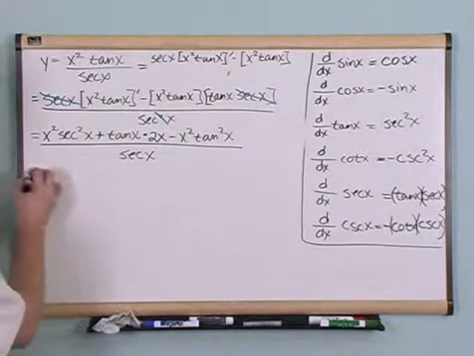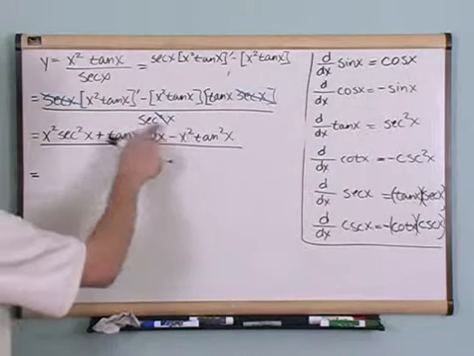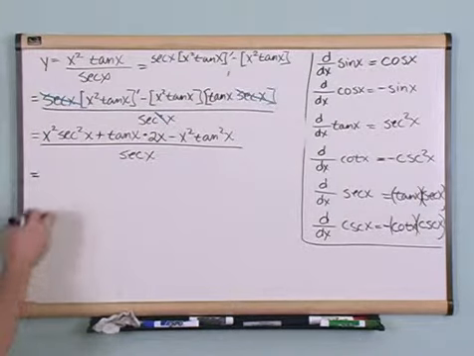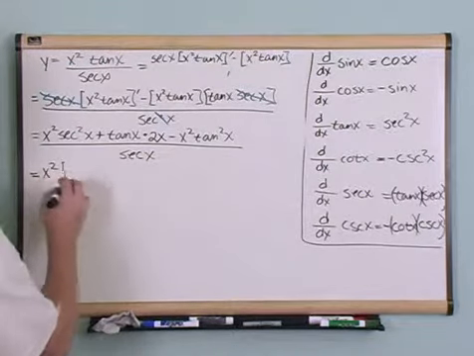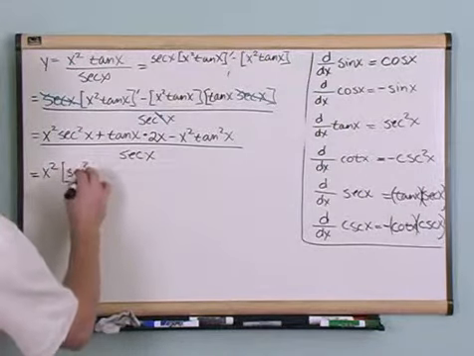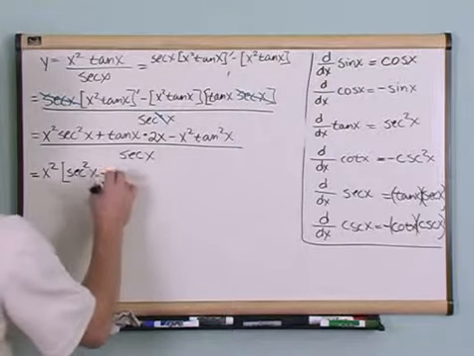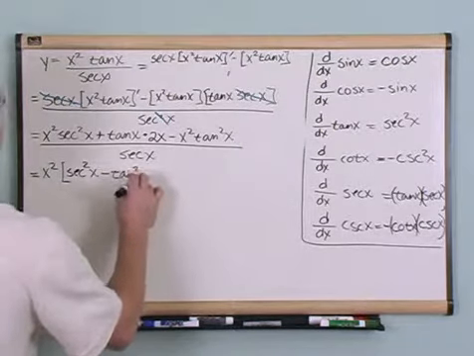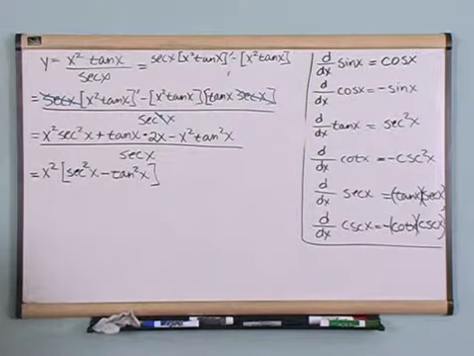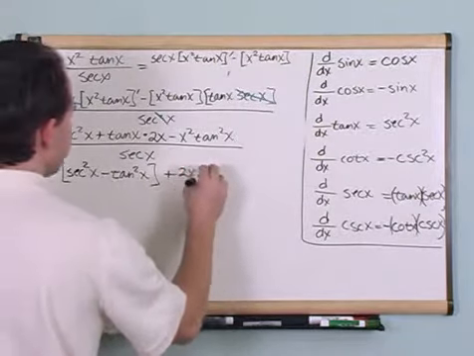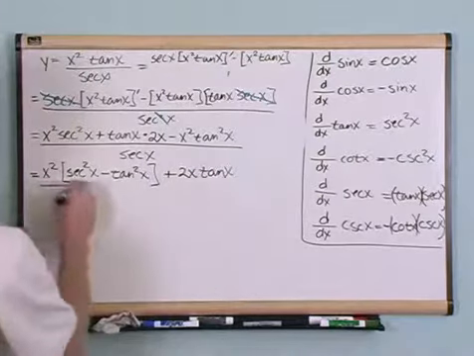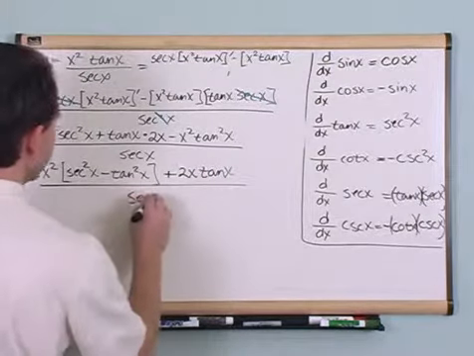So really what I'm going to do is take an x squared and factor it out from here. So I'm going to have x squared, and inside of this I'm just going to have secant squared of x minus tangent squared of x. And you'll see where I'm going with this in a second. Plus 2x tangent of x. And on the bottom you still have the same old secant of x.